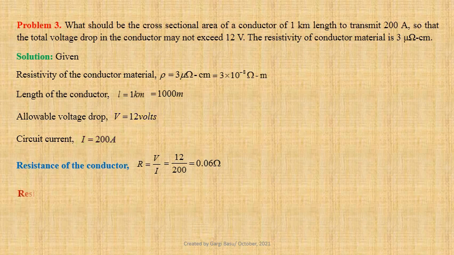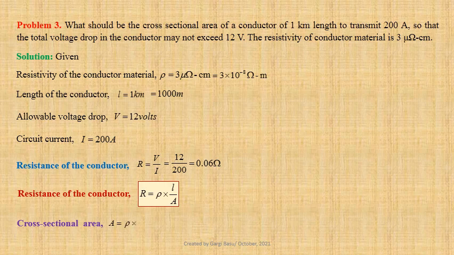Expression for resistance of the conductor R equals rho into L by A. Therefore, cross-sectional area A equals rho into L by R. Using values we get 3 into 10 to the power minus 8 into 1000 divided by 0.06. That gives us 5 into 10 to the power minus 4 square meter or 5 square centimeters.